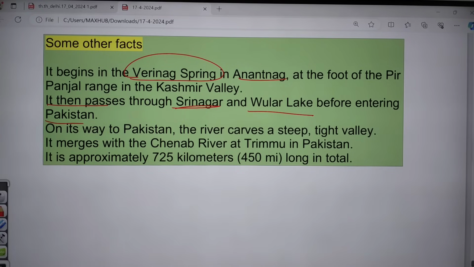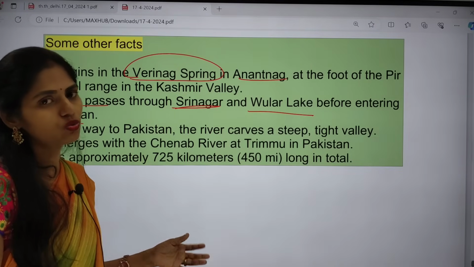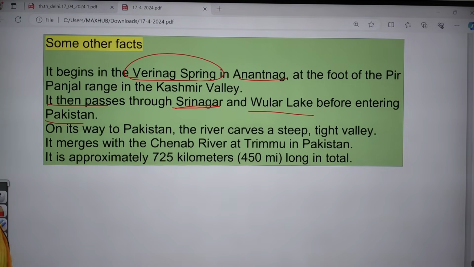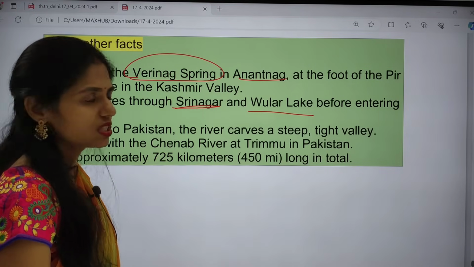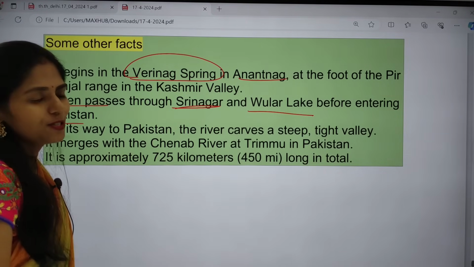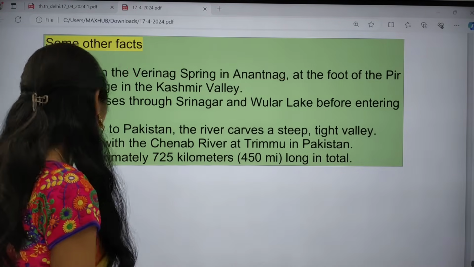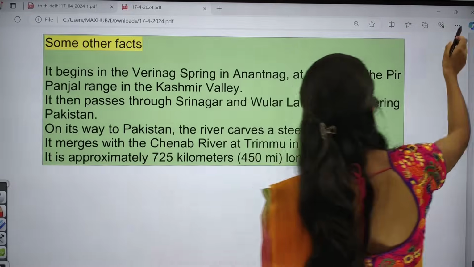So it is very important, and you will be getting a question like, which of the following rivers passes through Wular Lake? That is river Jhelum. So these are the very important topics that appeared in today's Hindu newspaper. So by this I am concluding.